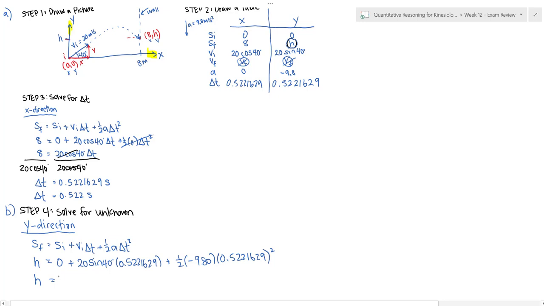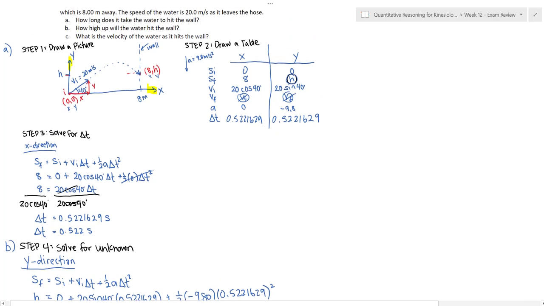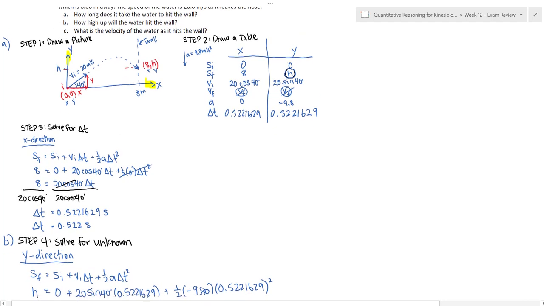So now I'm just typing all of this onto my calculator. I have 0, I don't have to type in, 20 sine 40 degrees times 0.5221629 plus 1/2 times negative 9.80 times 0.5221629 squared. And I'm left with 5.38 meters. Okay, so that was part B. It asked how high up will the water hit the wall.